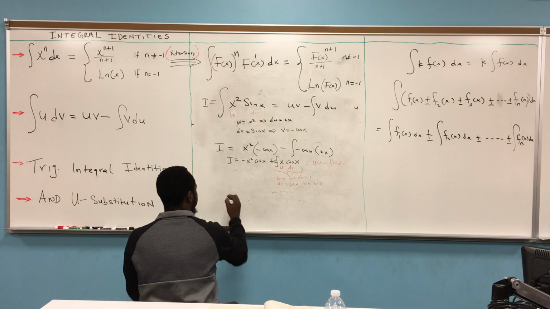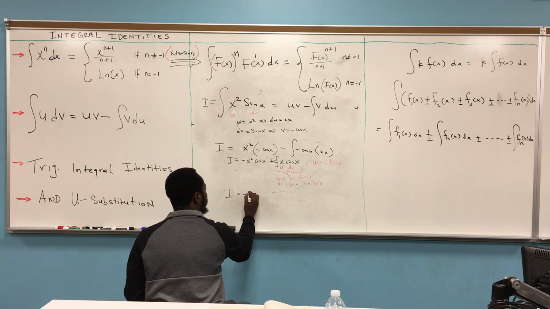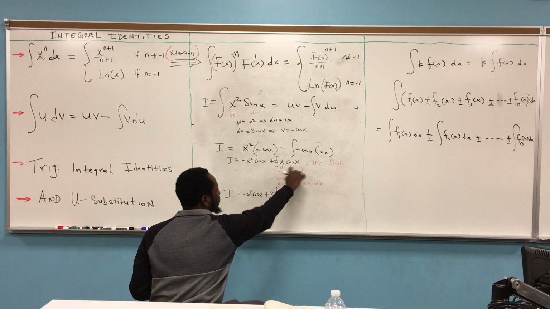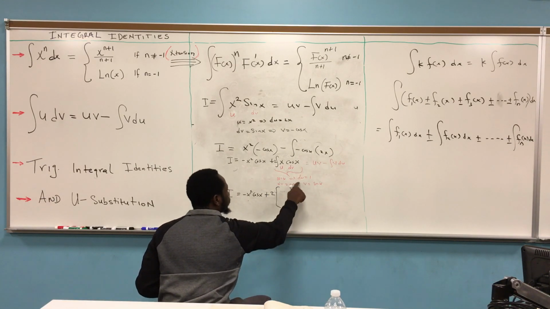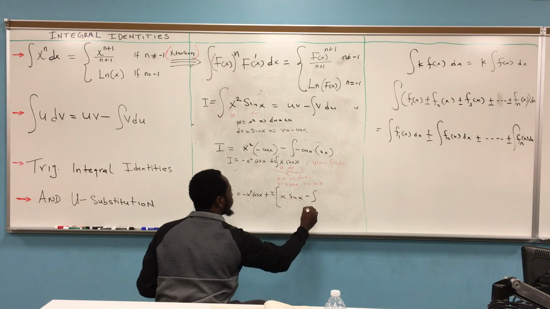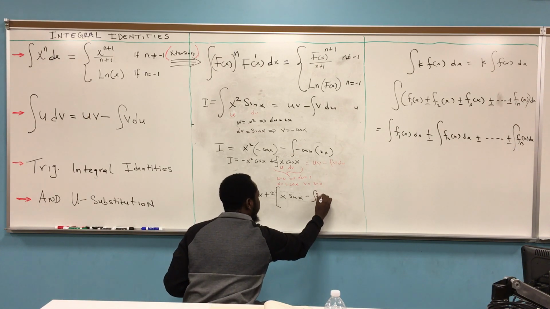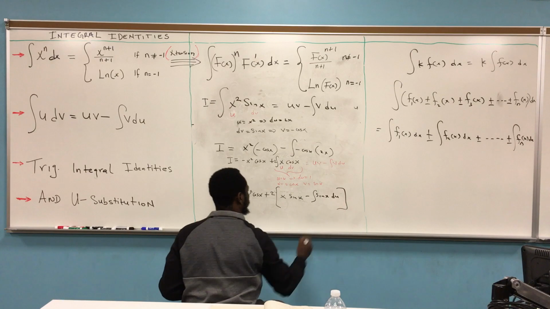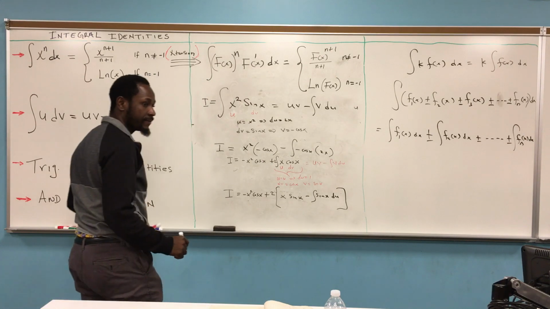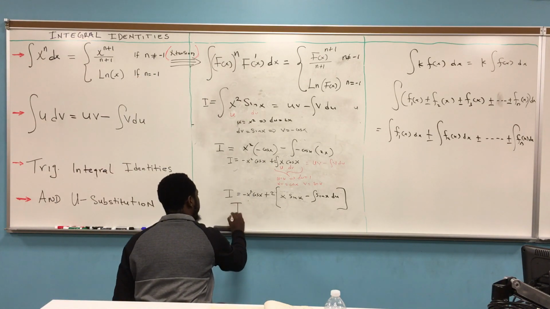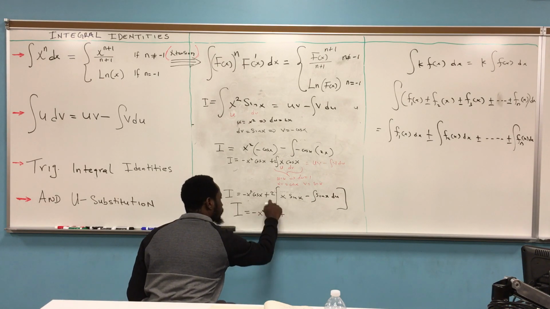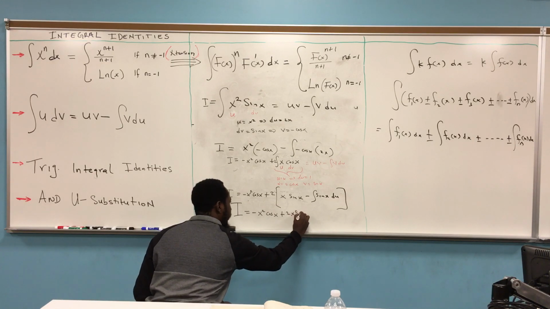So that means my I will be minus x squared cosine x plus 2 into the integral of this, which is uv. U is x, v is sine x, minus integral v, which is sine x du. And you see, what is left is just this. It's easy to integrate, right? So we have I is equal to minus x squared cosine x plus 2x sine x.